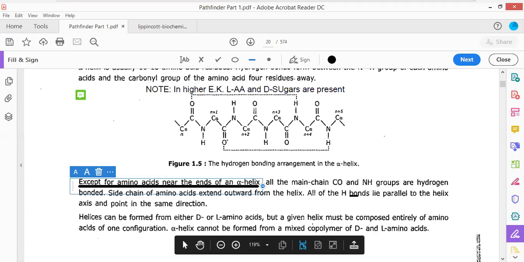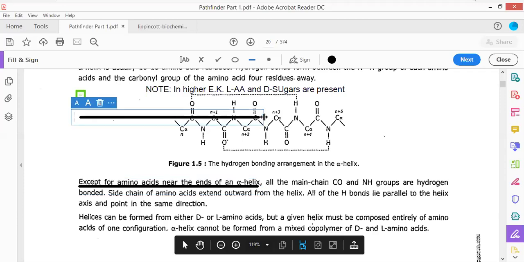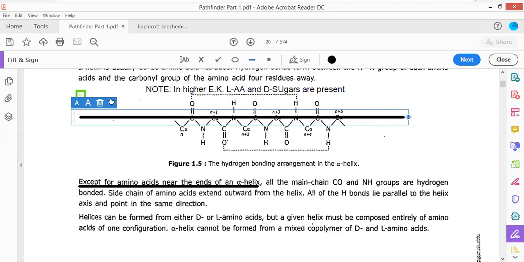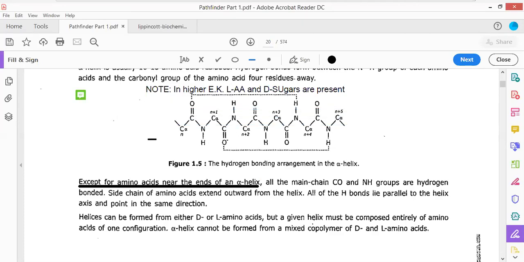Okay. All the hydrogen bonds lie parallel to the helix axis and point in the same direction. So see, this is the helical axis. I'm just trying to draw a helical axis. This would be the helical axis. If this is the helical axis, then there is the first amino acid's hydrogen bond and the other pair of hydrogen bonds. Both of these are parallel to the helical axis. So each and every hydrogen bond always occurs parallel to the helical axis in nature.